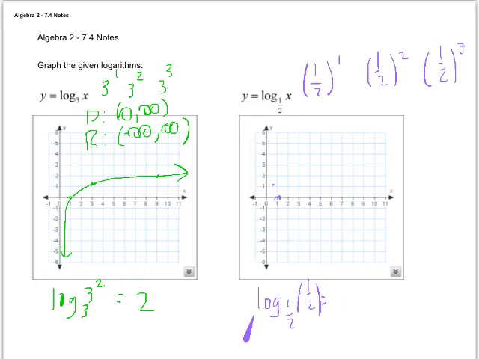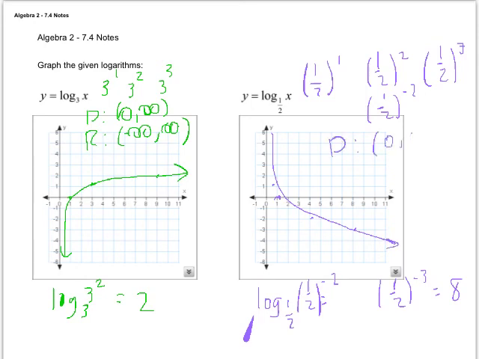So what if I do, say, 1/2 to the negative 2? Well, then when x is equal to 4, my y value is going to be equal to negative 2. And since it's 1/2, the next one would be 1/2 to the negative third, that's going to be 8. So I would come out here to 8, and then down to negative 3. And there's that graph. So on this particular guy, the domain goes from 0 to infinity, and the range goes from negative infinity to positive infinity.